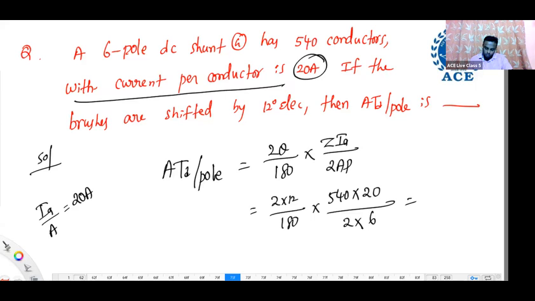Most of you got it now. 120, right. The answer is 120 ampere turns. Most of you got it now. Very good.